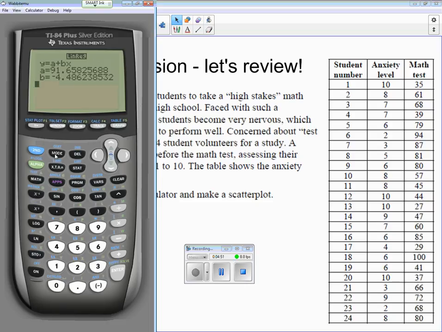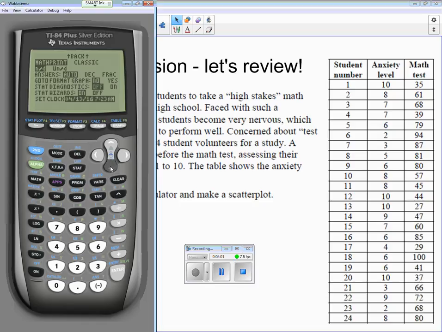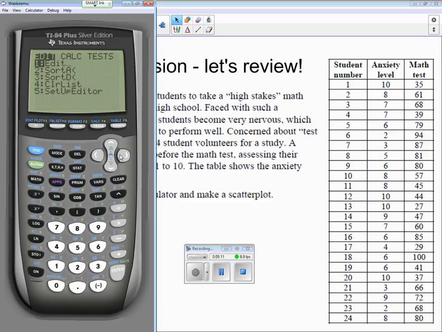Actually, you can go to mode, because we all have updated operating systems on our calculators. If you go to stat diagnostics, we're going to turn them on. Okay? So just make sure that that's turned on. Then you can go ahead and go back to stat calc and do our linear regression.